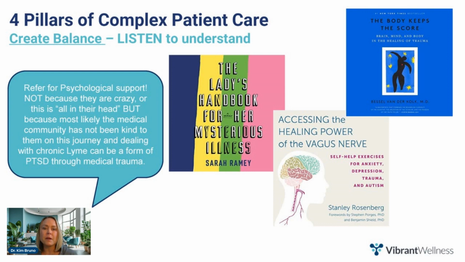I put a couple of my favorite books up there. The Body Keeps the Score, assessing the healing power of the vagus nerve, and The Lady's Handbook for Her Mysterious Illness. This is written from a patient's perspective. I think it should be required reading at all medical schools so that providers can really get in the headspace of patients with these kinds of mysterious illnesses and chronic illnesses, and learn how to address them. And I am guilty.